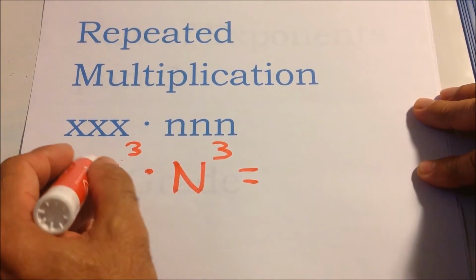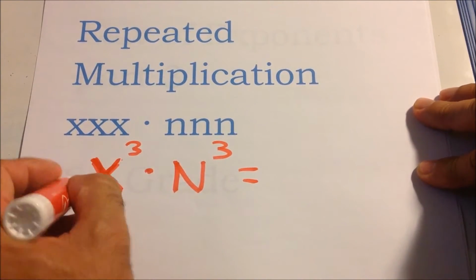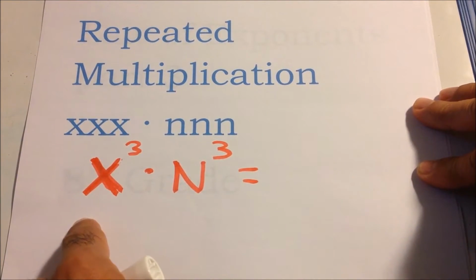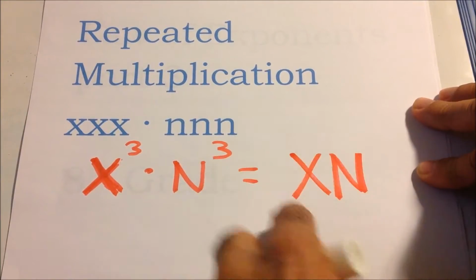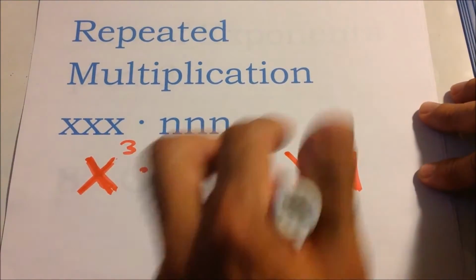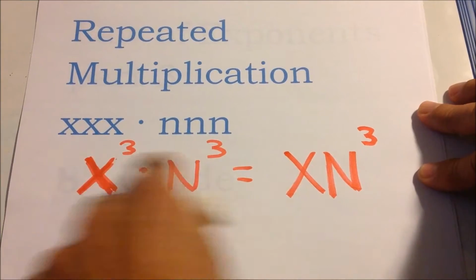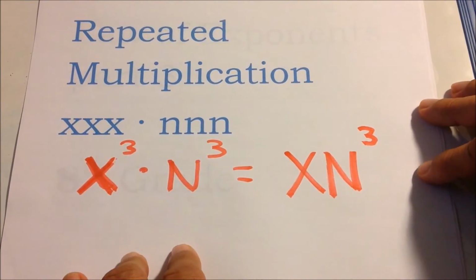Well, we can't keep the base because they're different bases. So you have to multiply the bases. So this will be just xn, because you're multiplying. Remember, that's multiplication. And you keep the exponents if they're the same. So it'll be xn to the third power.